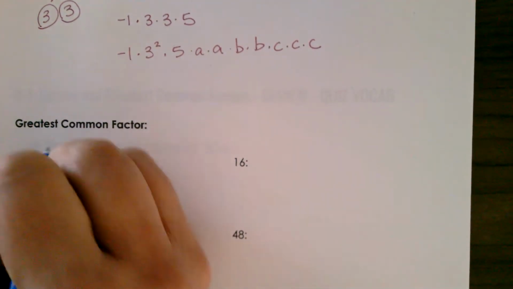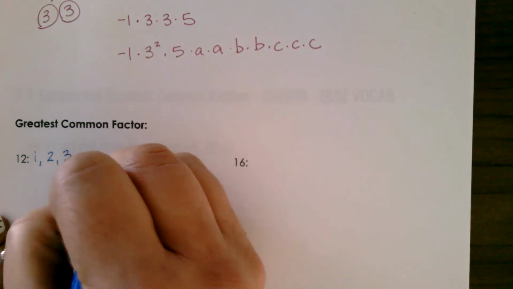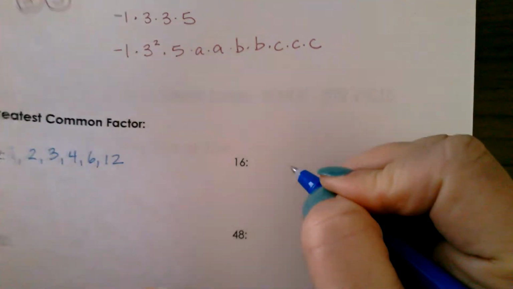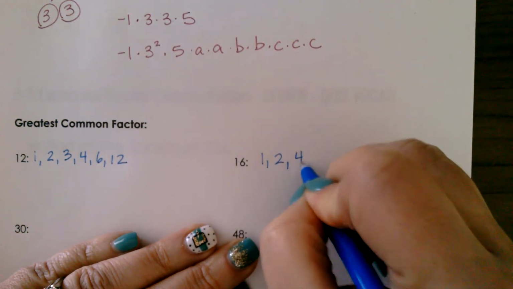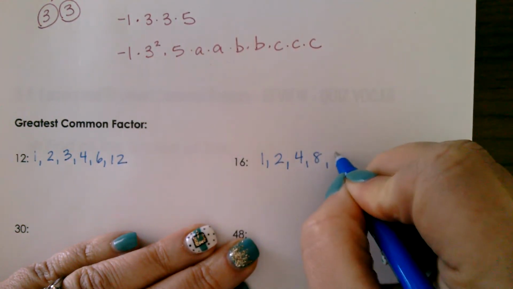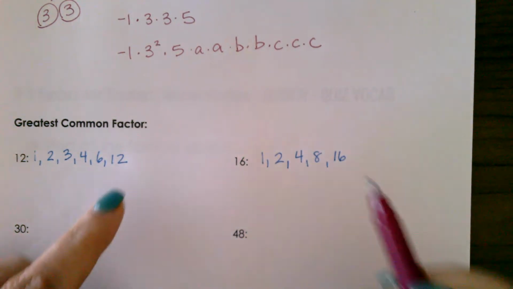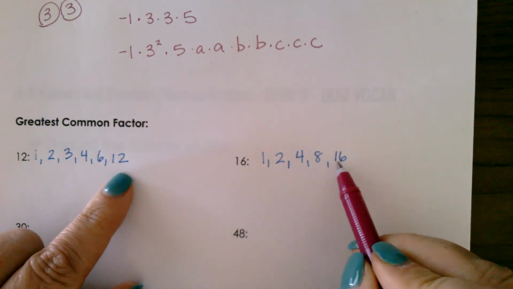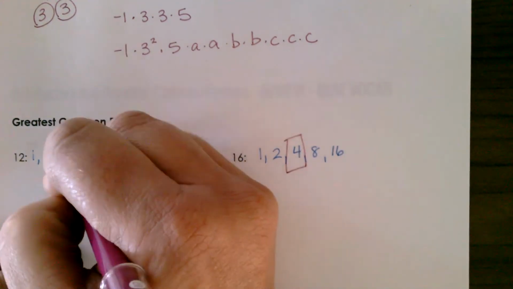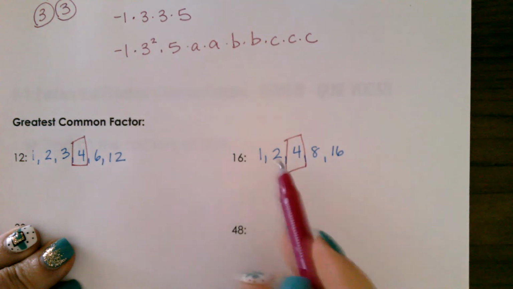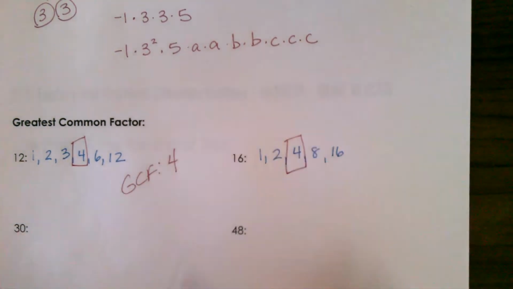So I will list all the factors of 12, and then I will come over here and list all the factors of 16. I am looking for the greatest common. So what do they have in common? They each have a 4 in common. It's the greatest number. So the greatest common factor is 4.